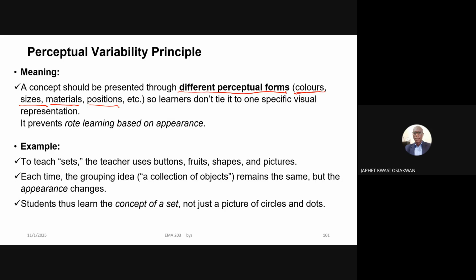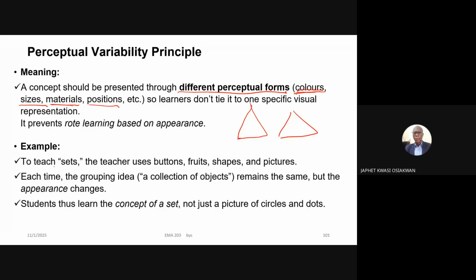They don't tie the color to the triangle. You are teaching a triangle, and every example that you bring to the class is a red triangle, red triangle, red triangle. So when they see a blue triangle, they will not know that it's a triangle. They will tell you that it is a rectangle. So the perceptual variability principle is about different perceptual forms, and I've given an example of that: the color, the size, the material, and so on.